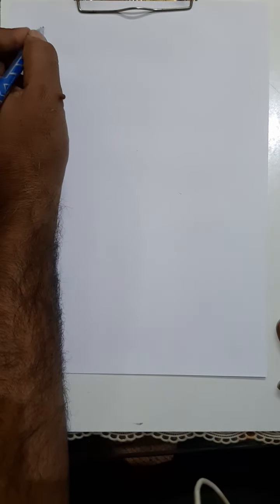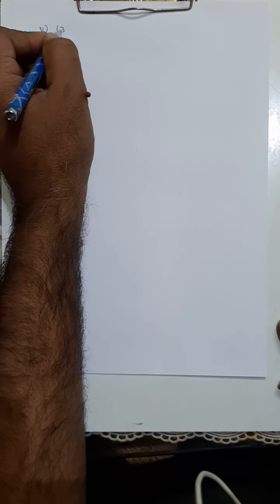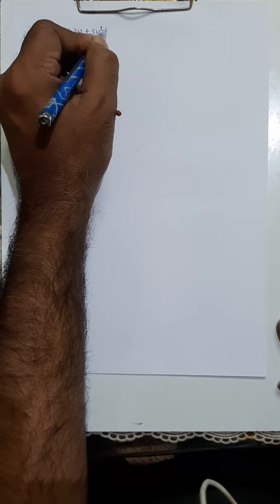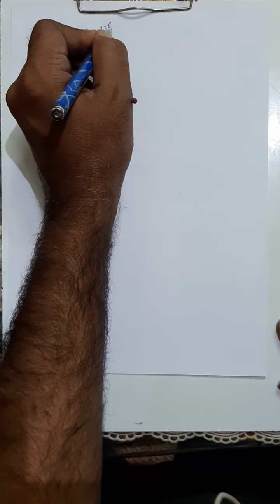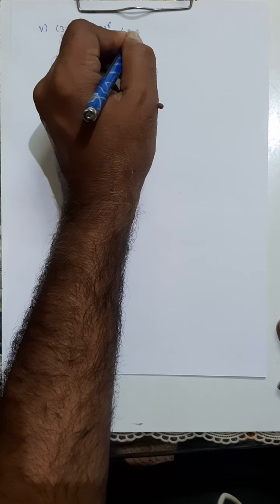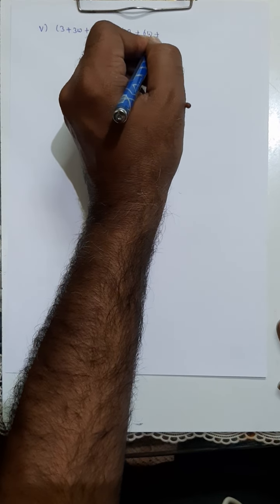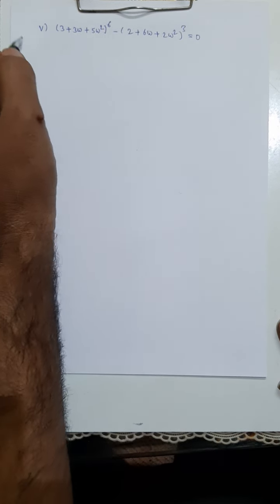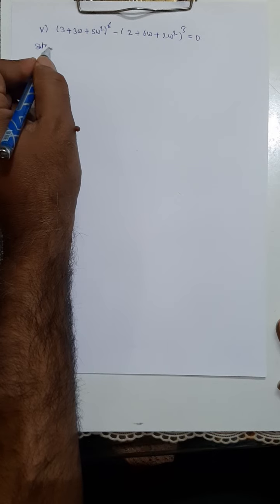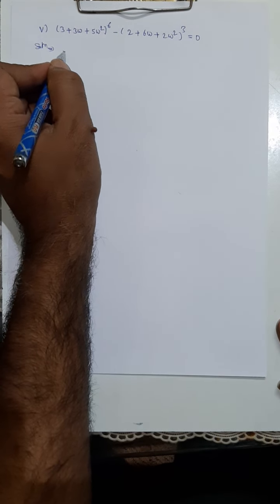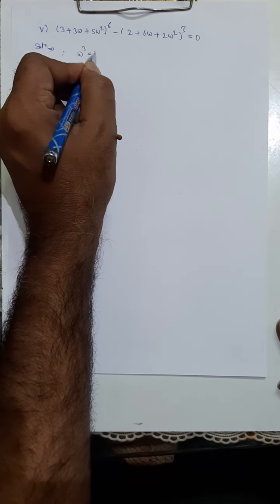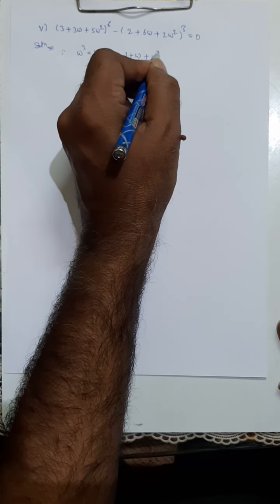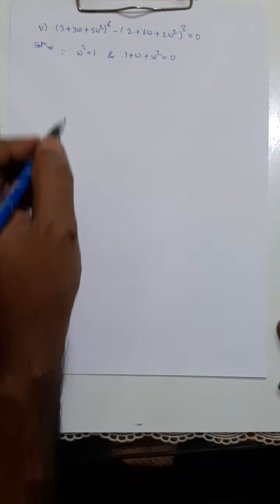Continue. Fifth problem. Show that (3 plus 3 omega plus 5 omega square) its power 6 minus (2 plus 6 omega plus 2 omega square) whole cube is equal to 0. Since omega is a complex cube root of unity, we can take here omega cube equal to 1 and 1 plus omega square is equal to 0.